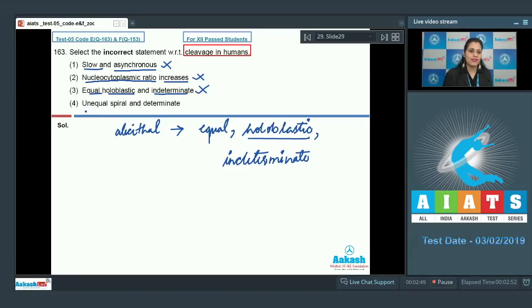The next statement given is unequal, spiral and determinate, and as it is an incorrect statement, this is the correct answer because unequal, spiral and determinate cleavage occurs in protostomes, in organisms like arthropods, annelids or mollusks, but in humans and echinoderms, indeterminate cleavage occurs. So the correct answer to this question is option number 4. Let's discuss our next question.